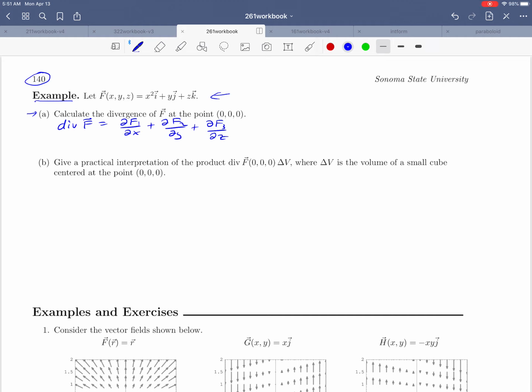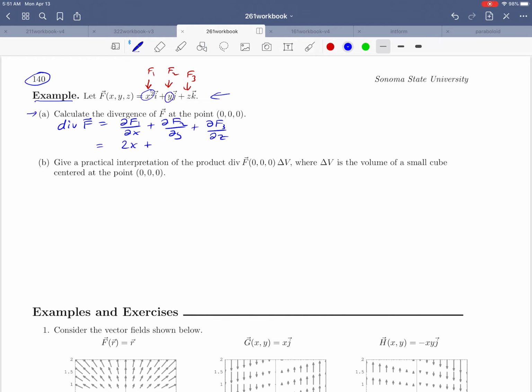Remember that f1, f2, and f3 were just the names of the three components of our vector field. So f1 would be x squared, f2 would be y, and f3 would be z. So we need to take three partial derivatives here. Let's see if we can break that down. So partial f1 partial x, we're going to take this x squared, take its derivative with respect to x.